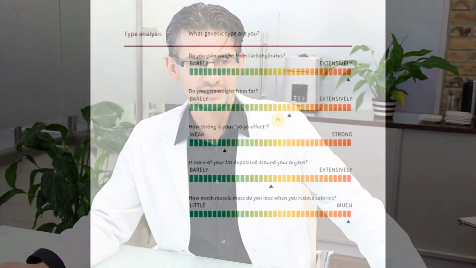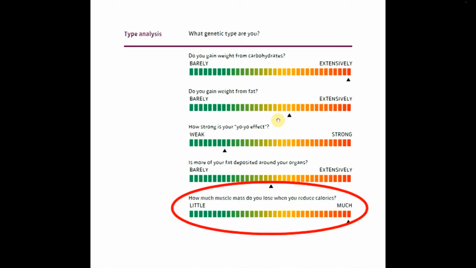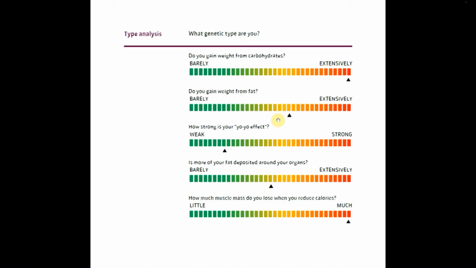All right, and then the question: how much muscle mass do you lose when you reduce calories? Now, to explain this, I need to tell you actually a sad story. In the US, there was a prison where prisoners decided to go on hunger strike. And it was a number of prisoners, so some of them were obese, overweight, others were normal weight. And they continued this hunger strike until many of them died.